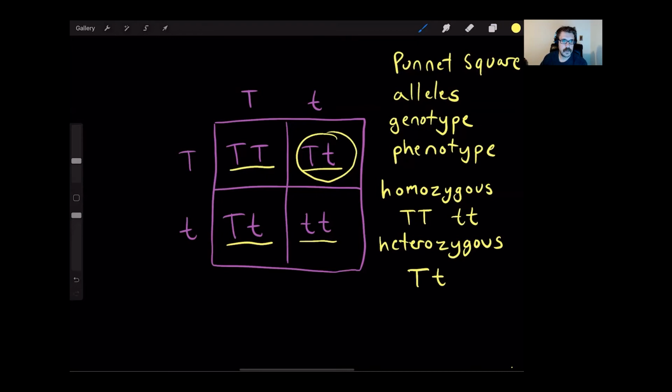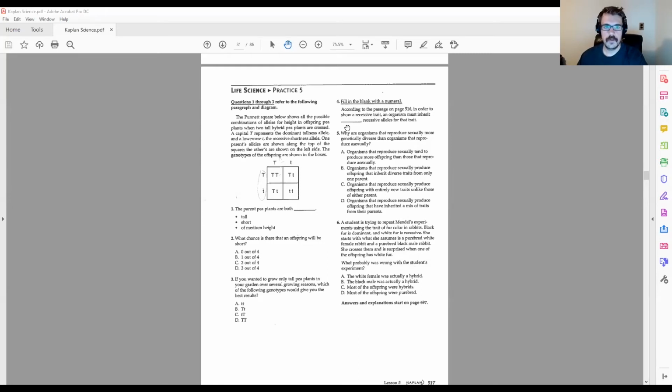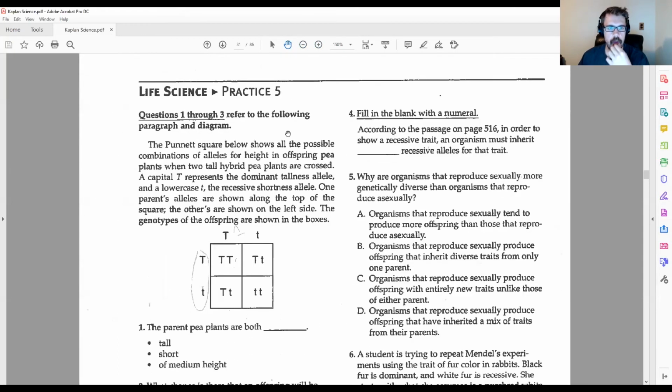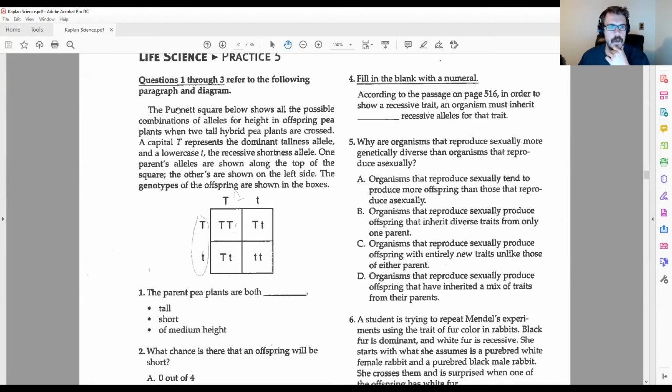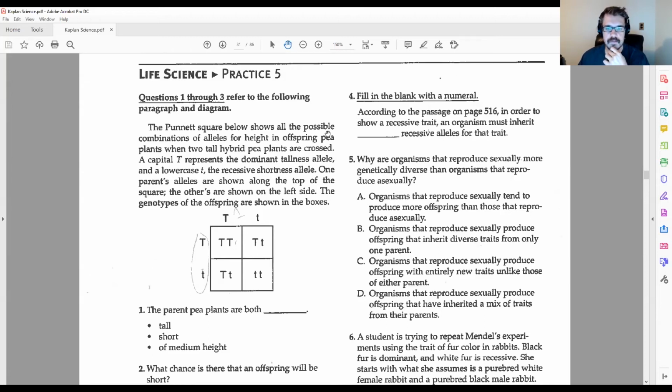So those are really kind of the main vocab terms that you need to know here. So we can go over some questions. Okay, so let me kind of zoom in on this a little bit. Okay, so we're going to do these questions right here.